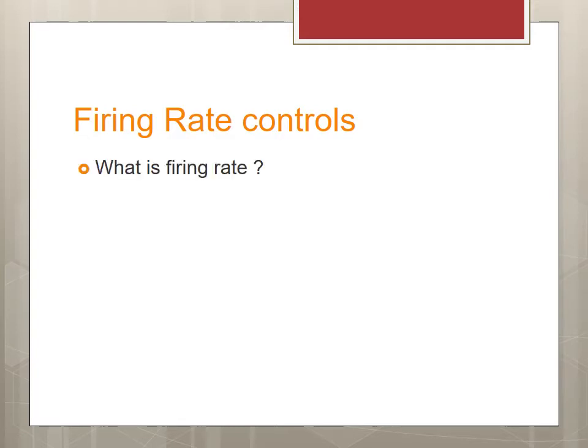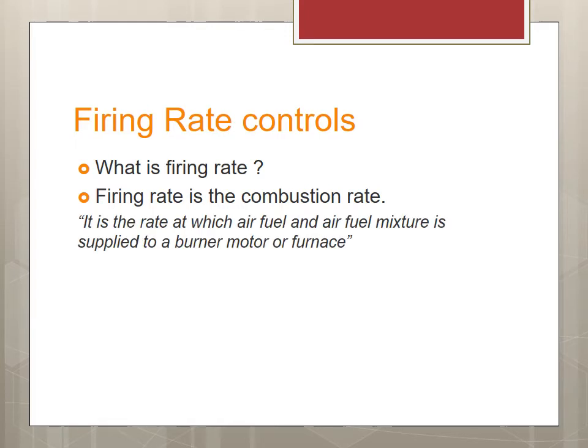What's the firing rate? Basically, we control the amount of gas and whatever air goes with the gas depending on the temperature and the firing requirement. Firing rate is the combustion rate, how much fire we are making inside the chamber. It is the rate at which the air and fuel mixture is supplied to the burner or furnace. So the firing rate is how much fuel and air we're putting inside the chamber, hoping that it will combust completely and produce enough flame and heat.